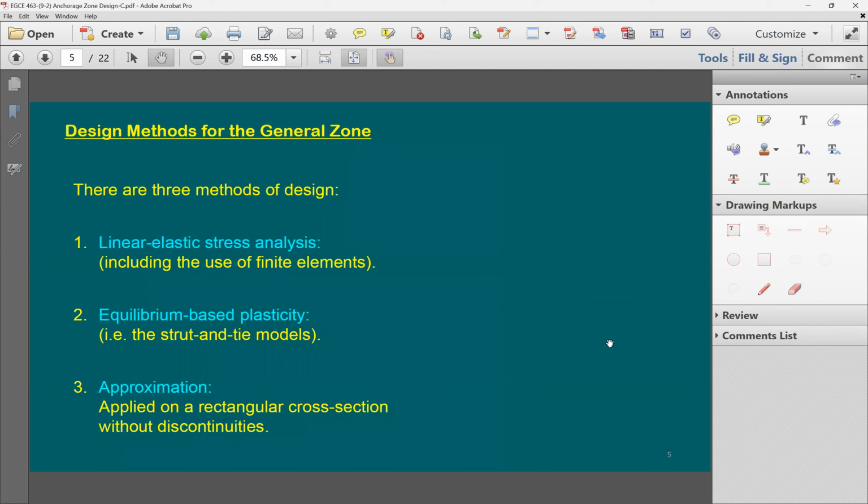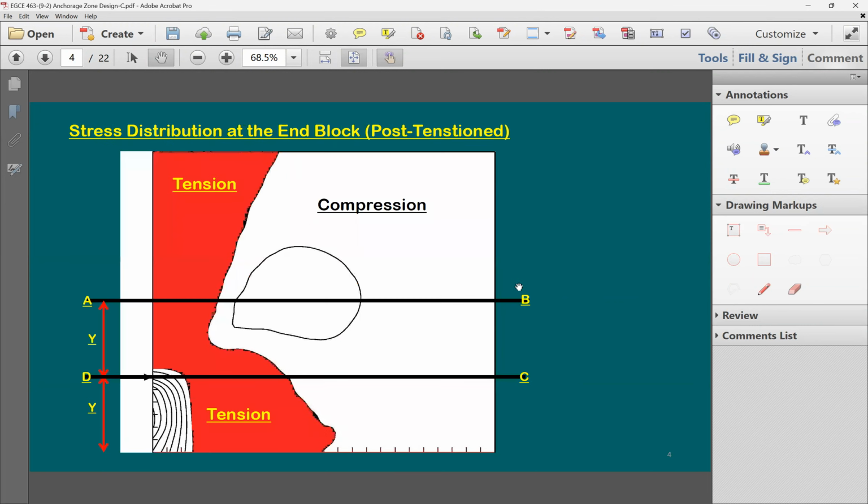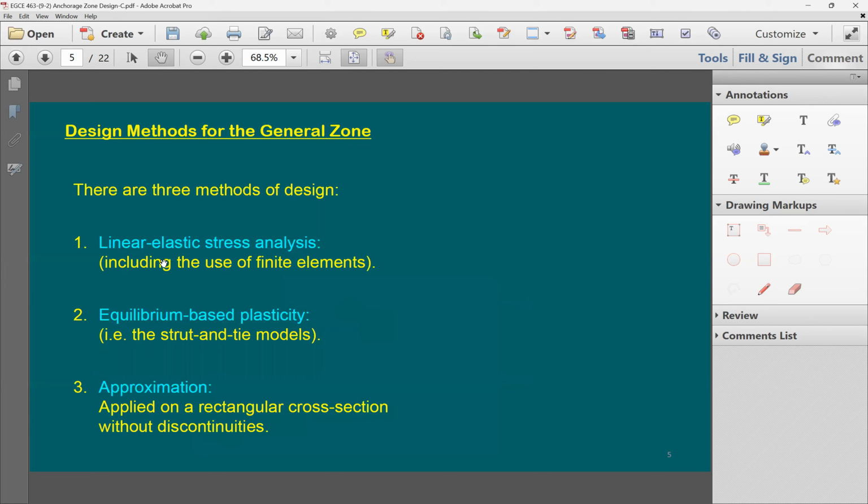Three methods. The first one is called linear elastic. Linear elastic, for example, like this finite element analysis, you can call this linear elastic. If you do statics, like you do, for example, forces, and you try to find out the tensile forces and stresses within the beam, you'd call this linear elastic.